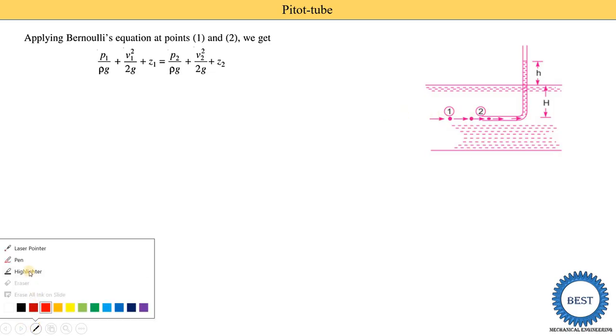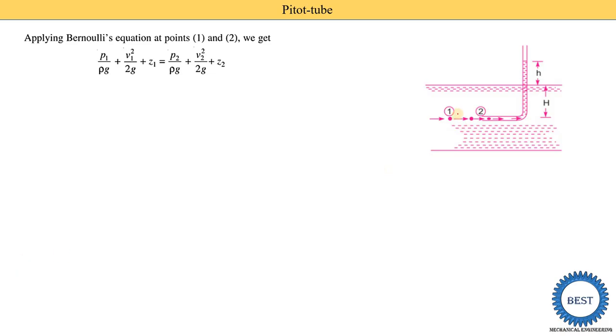Same level means it has the same height. So this one is the Z1 and this distance is the Z2. Both are the same, meaning Z1 and Z2 are the same, so we can cancel them out from these equations.